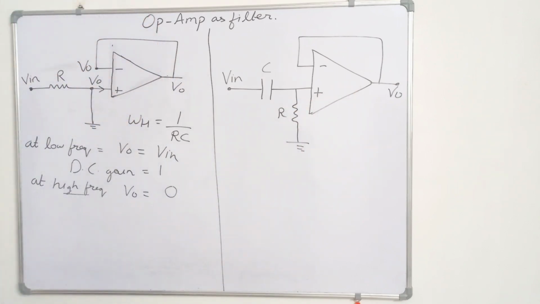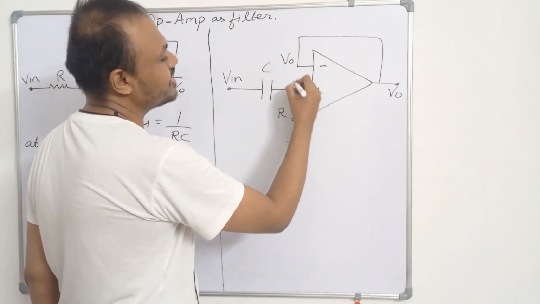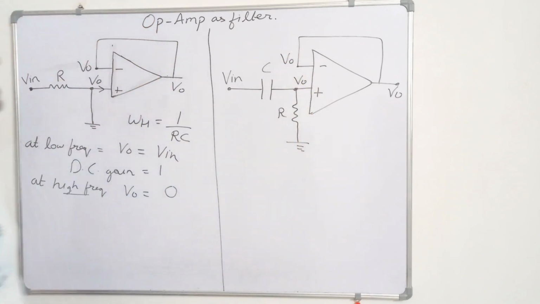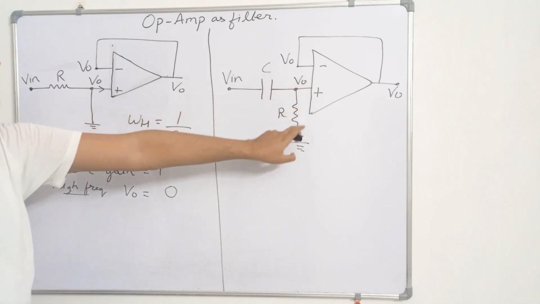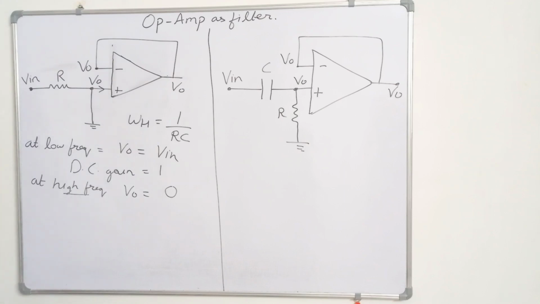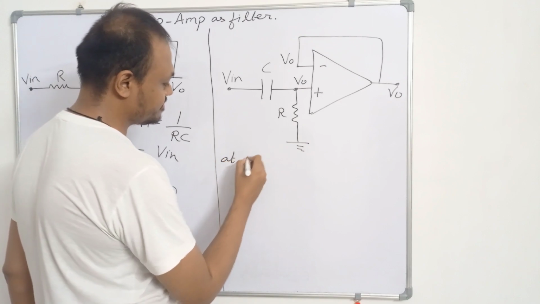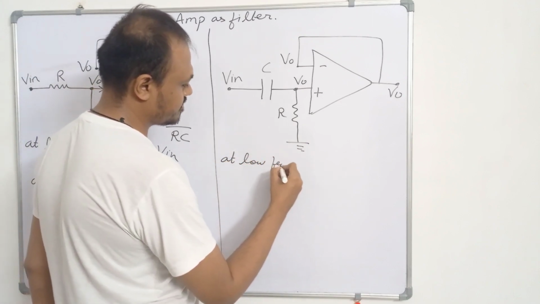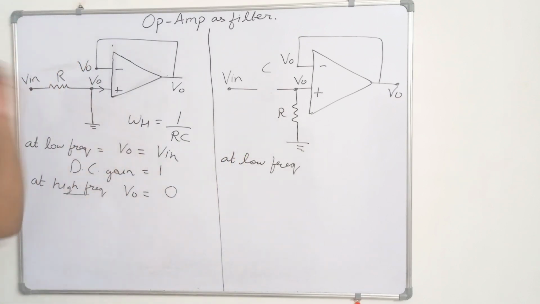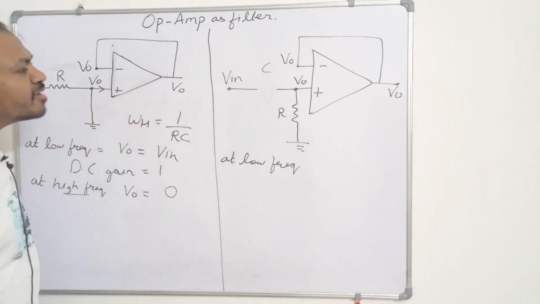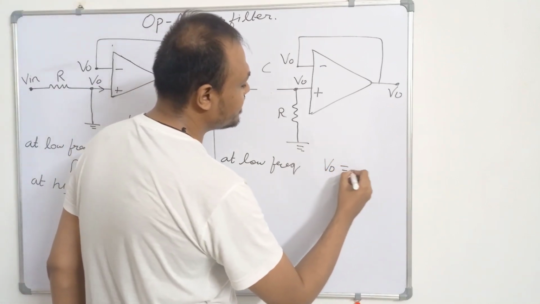Again this voltage will be equal to V naught and similarly by virtual ground concept this voltage will be V naught. So in this figure V naught, or output voltage, is the voltage across the resistor. So at low frequency again capacitor is open circuit. So V naught equal to 0 because there is no connection between input voltage and output voltage. So at low frequency V naught equal to 0.